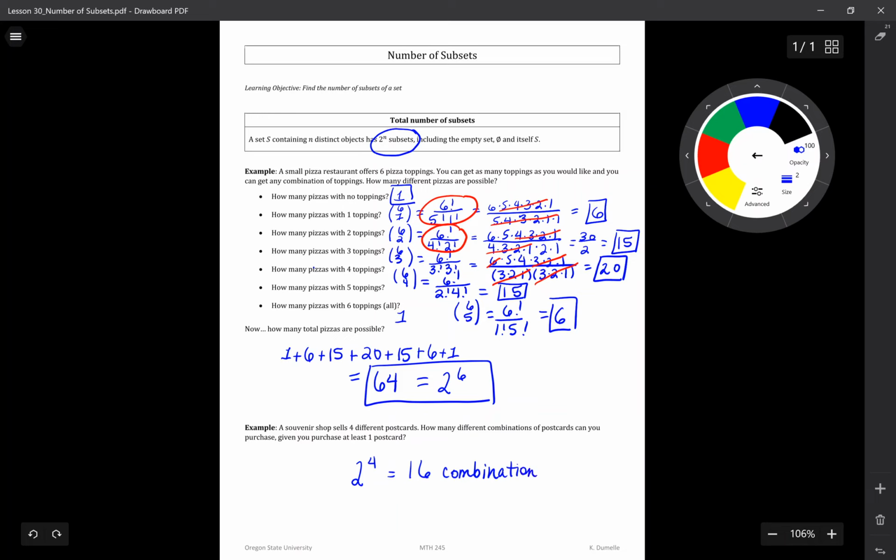If you'd like, you can do this kind of problem using the method that we used in the pizza example, but our theorem here, that a set containing n distinct objects has 2 to the power of n subsets, sure does make it a lot easier. But I do think it was valuable to go through it with the pizza example to show us where that comes from.